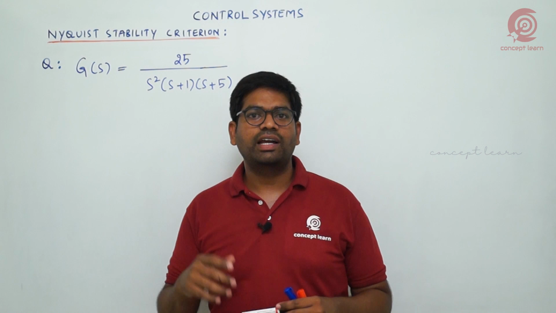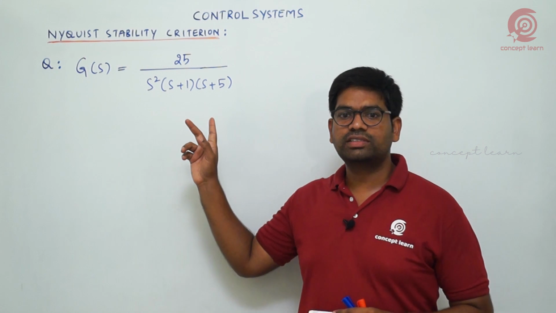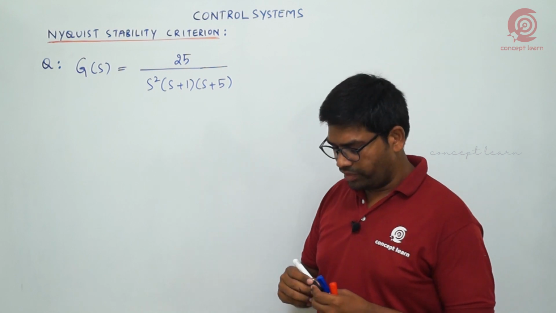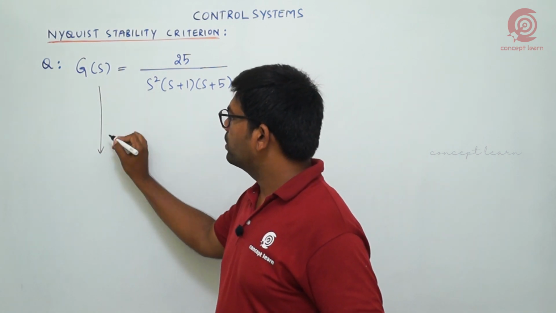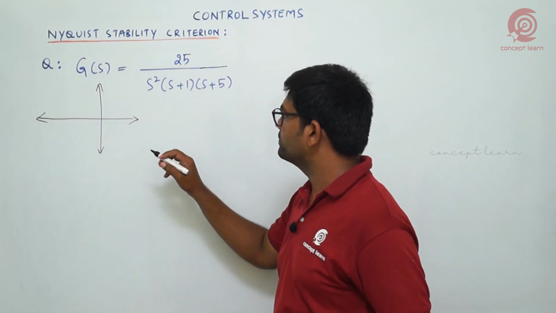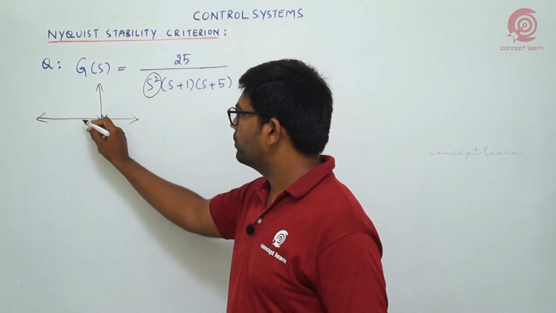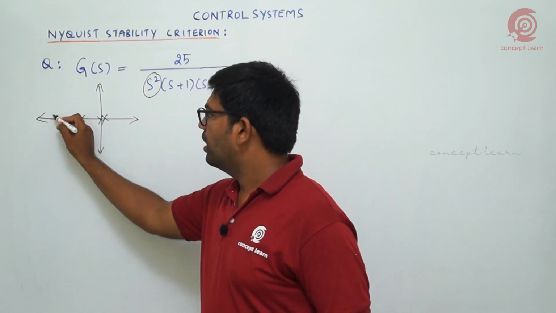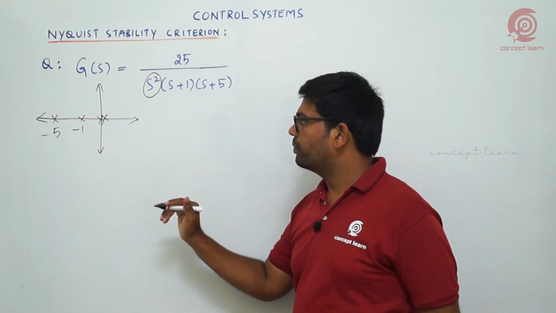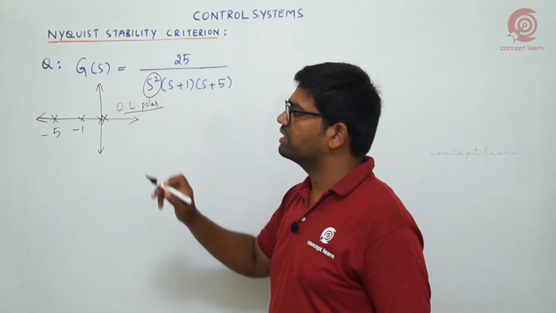We'll see some other kind of examples under this Nyquist stability criteria. Here the transfer function is 25 by s squared into (s plus 1) into (s plus 5). When you draw the pole-zero plot, no zeros are present in this transfer function. Two poles are located at the origin, one pole is at minus 1, and another pole is at minus 5. This is the given open loop transfer function, and I am drawing the open loop poles.